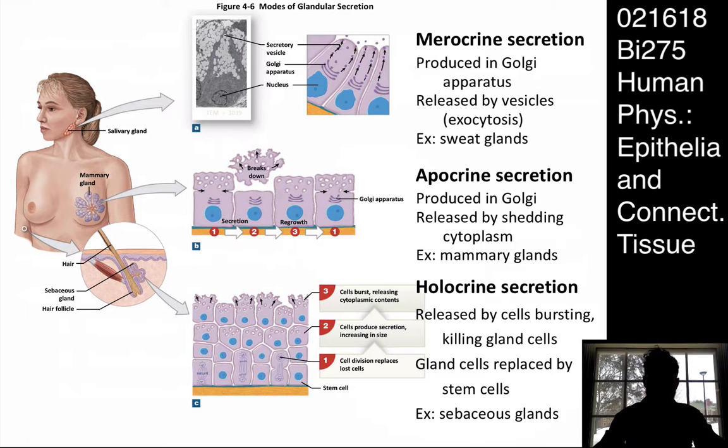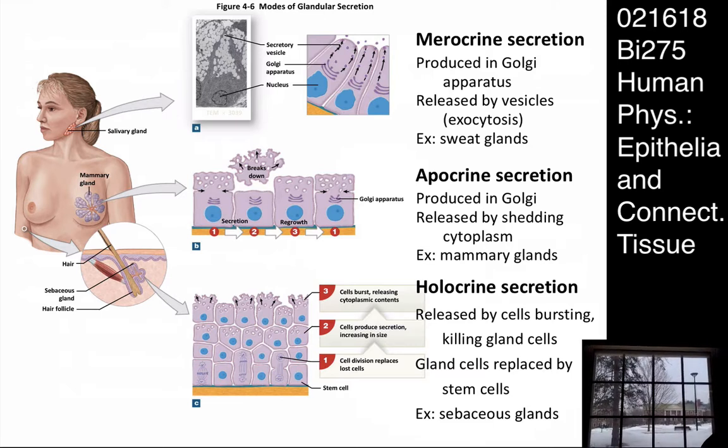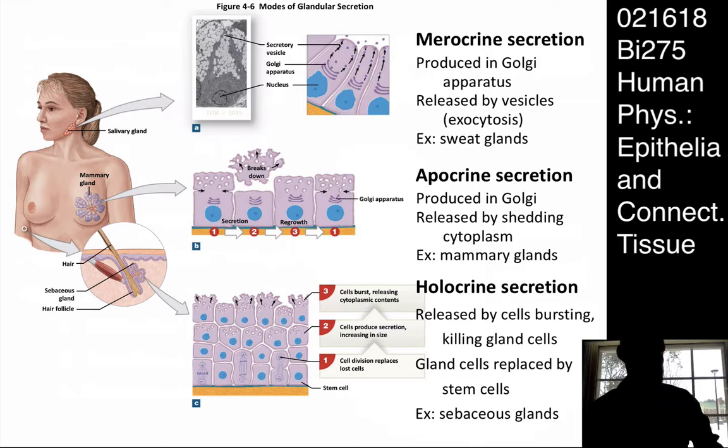All right, and then holocrine secretion. This is super radical. Holocrine secretion, these cells just blow up. They just blow themselves up.